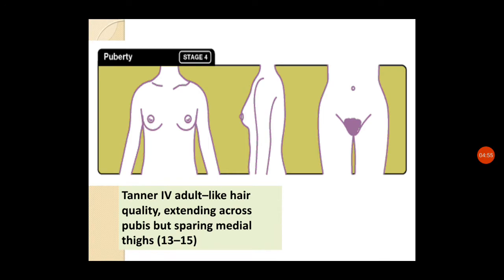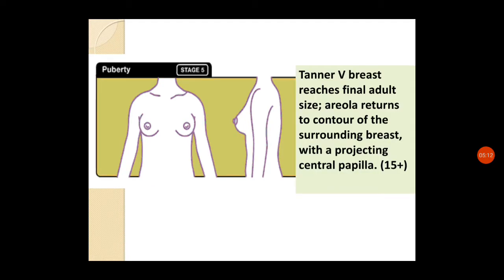Regarding the hair, adult-like hair quality with curly, thick hair will appear, extending across the pubis but sparing the medial thighs. That is from 13 to 15 years. And in Tanner stage 5, the breast reaches the final adult size, appearing by 15 years plus. The areola returns to the contour of the surrounding breast with the projecting central papilla. This will be the appearance of the breast by stage 5, and this continues in adult life also.